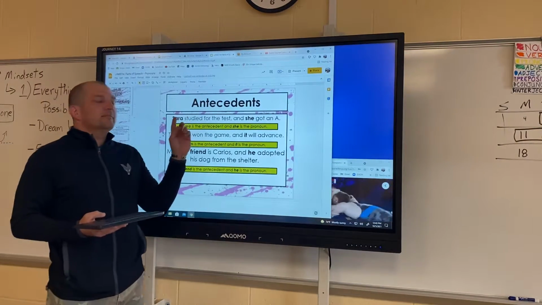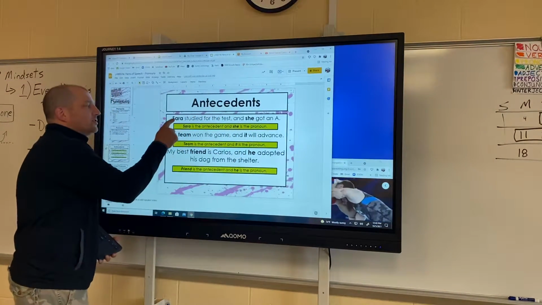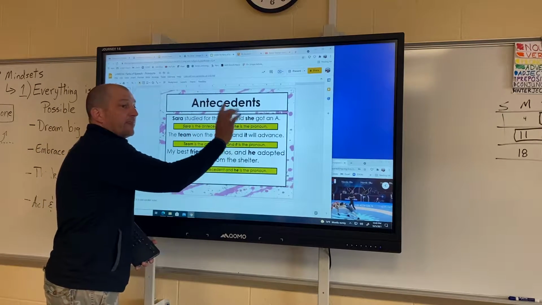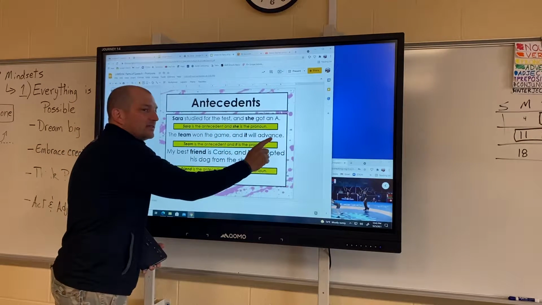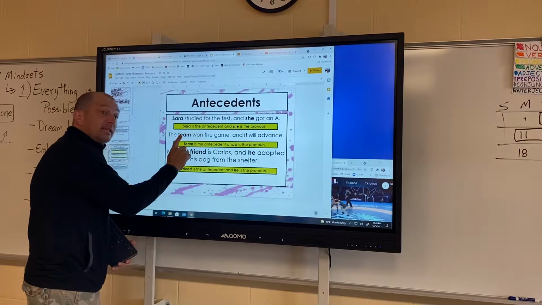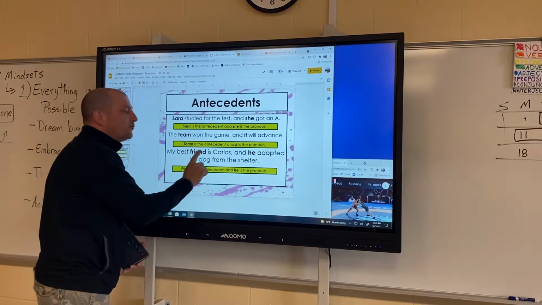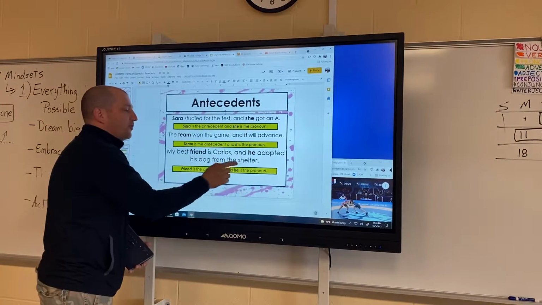It says, Sarah studied for the test and she got an A. Look what they did first. They established who it was and then they brought in the pronoun. Second one. The team won the game and it will advance. They established the team and then brought in it. Next up, my best friend is Carlos, and he adopted his dog from the shelter.